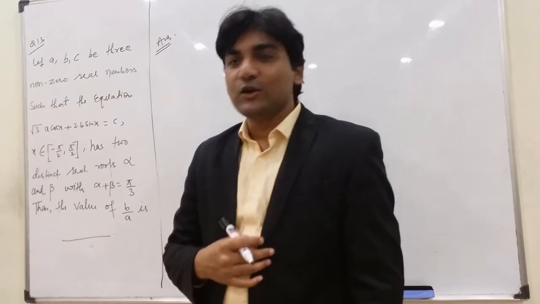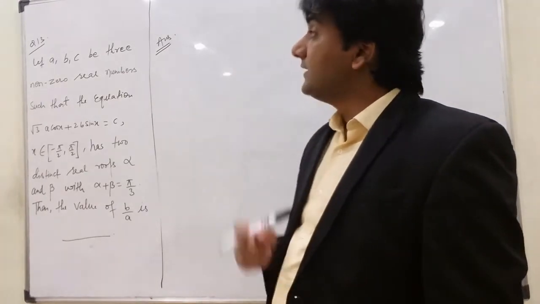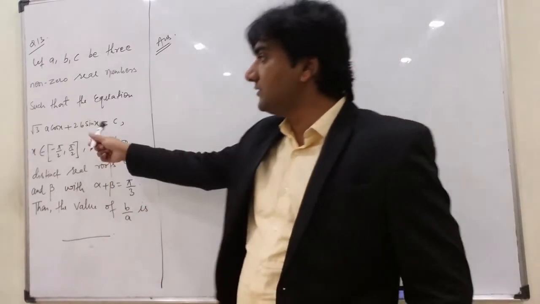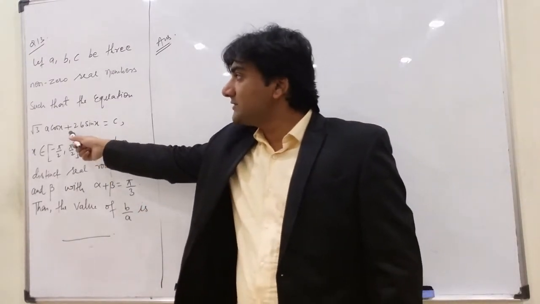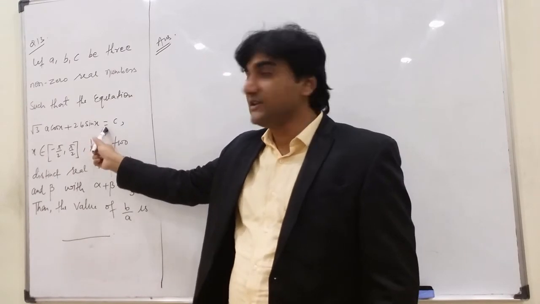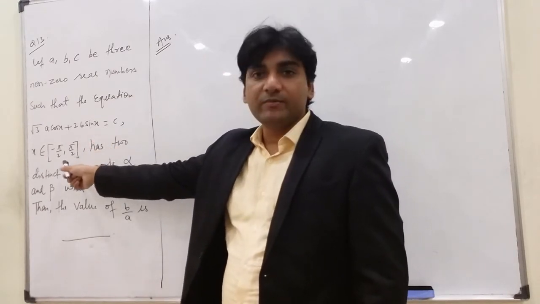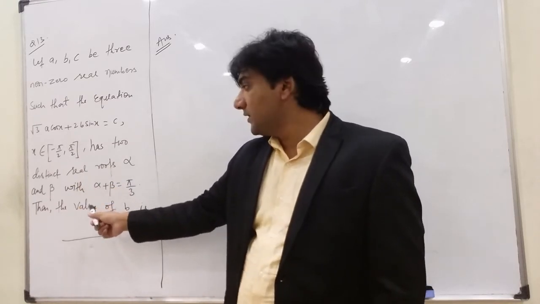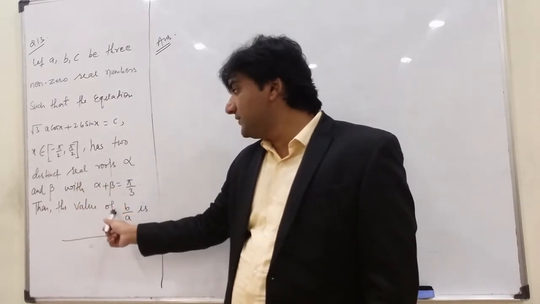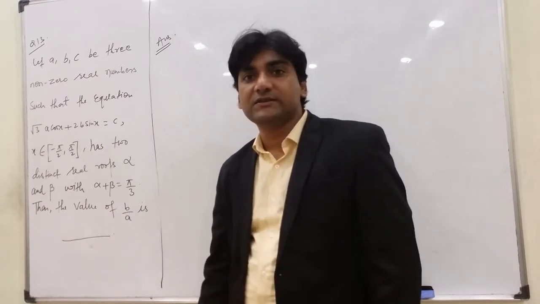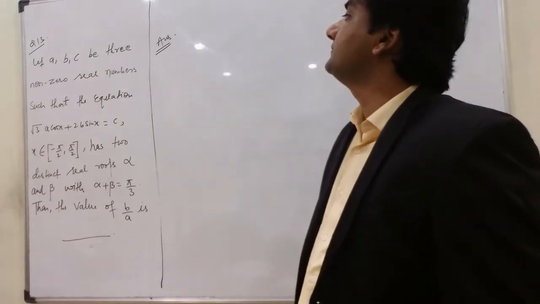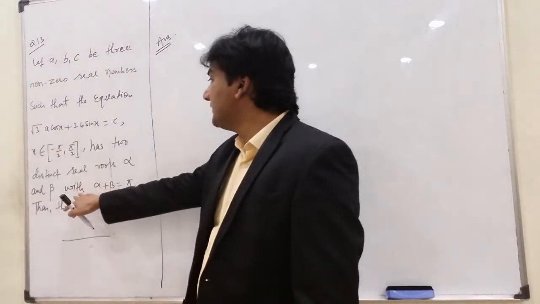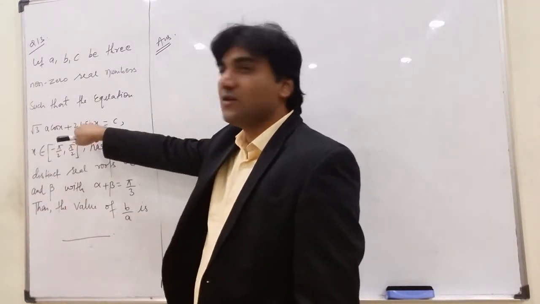Okay. Now we are going to solve question number 13. Let a, b, c be 3 non-zero real numbers such that this equation root 3 a cos x plus 2b sin x equal to c, where x belongs to minus pi by 2 to pi by 2, has two distinct real roots alpha and beta, with alpha plus beta is pi by 3, then the value of b over a is what?